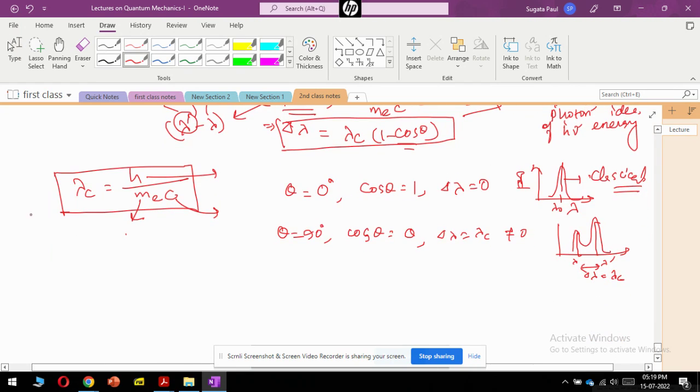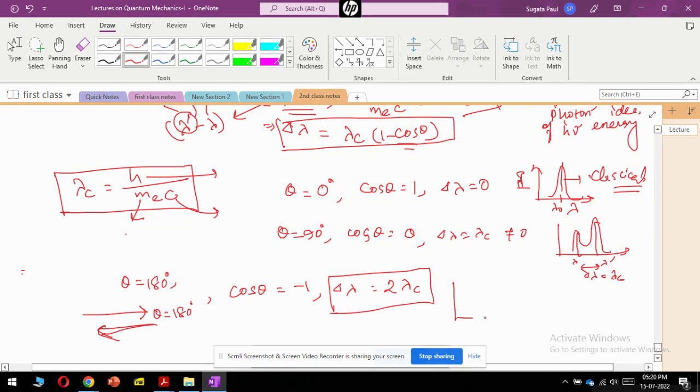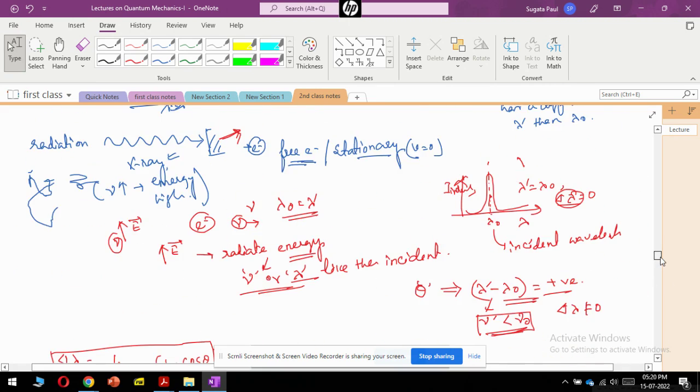And similarly, the maximum value of shift will happen when theta equals 180 degree. That is, the incident radiation and the scattered radiation are completely parallel and opposite to each other. That's when theta becomes 180 degree, completely reversed. In that case, cos 180 degree equals -1, so delta lambda just becomes 2 times lambda c. This is the maximum Compton shift that one can achieve in this experiment, where the peaks are shifted to the maximum value and their gap is equal to 2 lambda c. So that's how we are observing these different curves that we obtained from the experiment earlier.